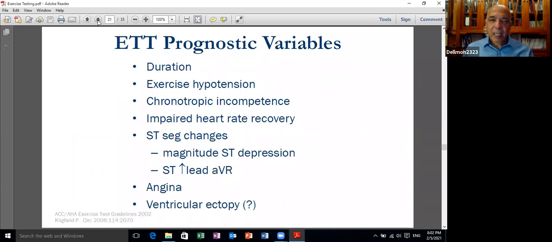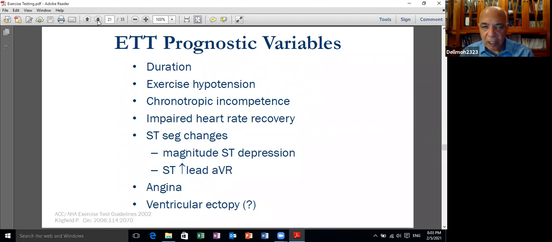Now, are there any other variables that should be gleaned from the exercise stress test? Of course, duration is the most important variable in detecting the outcome of these patients. If the patient cannot exercise at all, that's by itself a poor prognostic sign. Exercise hypotension, in the way we just explained at the beginning of the lecture.